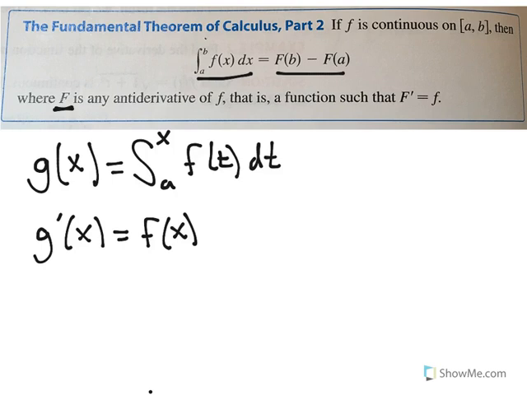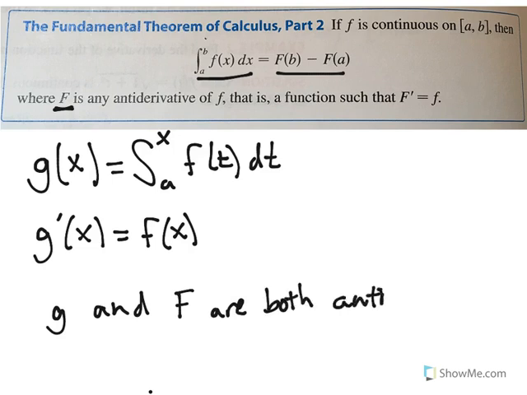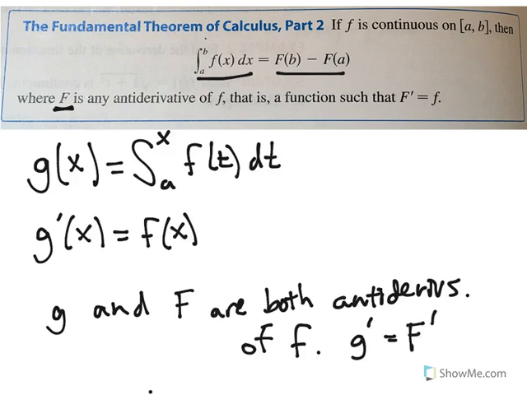So basically g and capital letter F are both antiderivatives of little letter f. Another way to say this is that g prime equals capital letter F prime. Now, let's be careful. This does not necessarily mean that little g and capital F are exactly the same function. They just both have the same derivative.